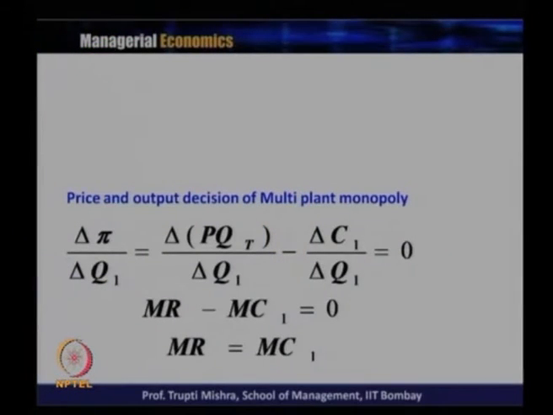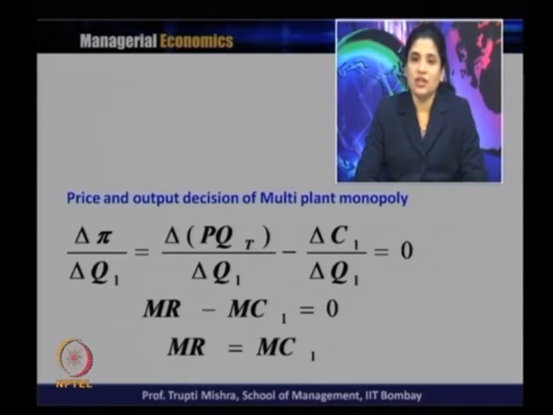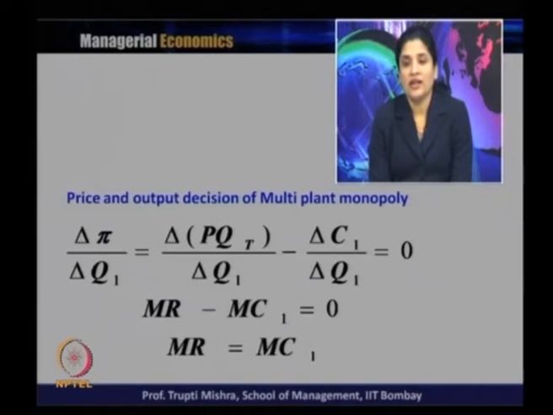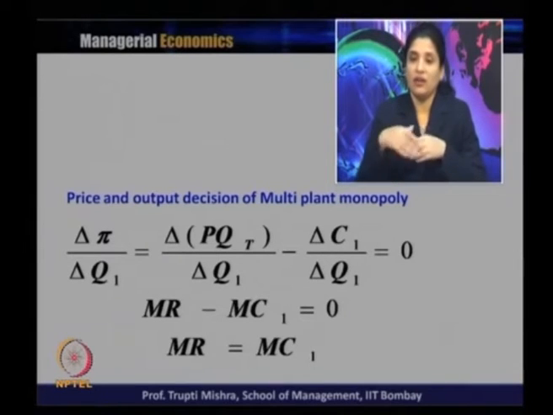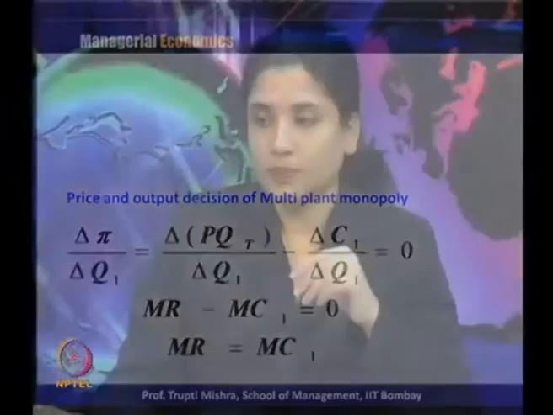We take the change in the profit with respect to change in Q1, that is the change in revenue minus the change in the cost function of the first plant. The first term is MR, because that is the change in revenue with respect to change in Q1, and the second part is MC1, because that is the specific cost function for plant 1, and as per the marginalist rule it has to be equalized to 0. So marginal revenue minus marginal cost 1 is equal to 0, and if you simplify this, the marginal revenue is equal to the marginal cost for the plant, that is MC1.